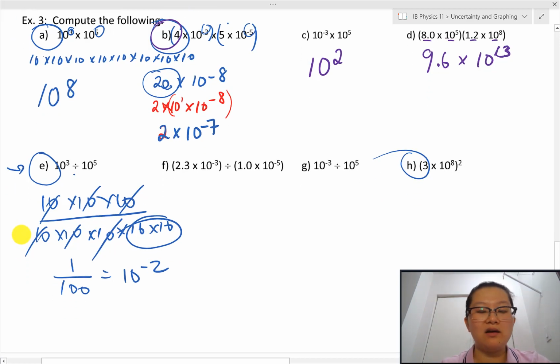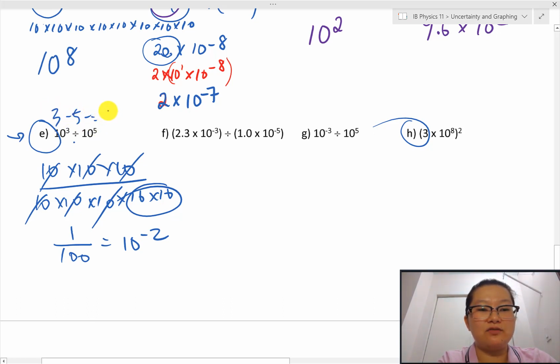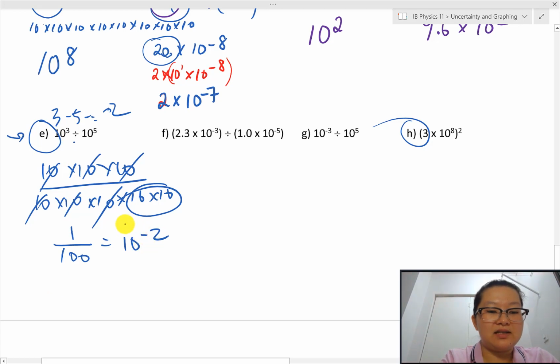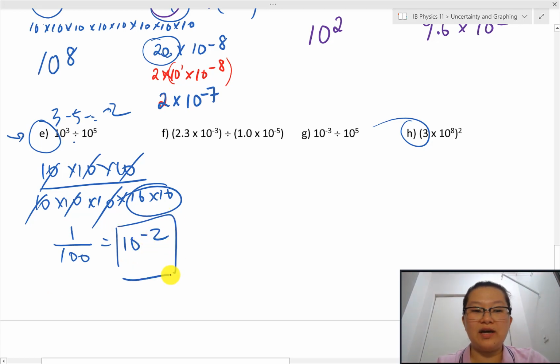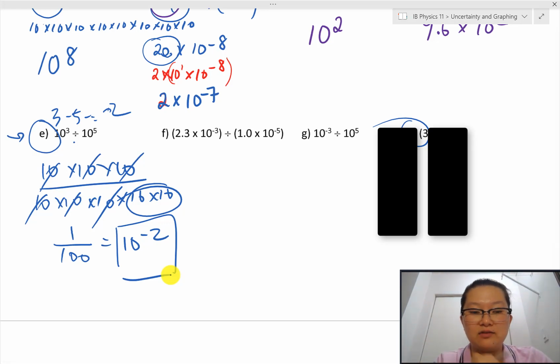Oh, hey. Isn't that just 3 minus 5? If I take 3 minus 5, that gives me negative 2. You are correct. Just like adding for multiplication, for division, in terms of exponent laws, you subtract the exponents given you have a common base. So, in other words, that is 10 to the minus 2 for this one, okay? So I give you a chance to try F and G, and we come back and do H together, okay? Good luck.